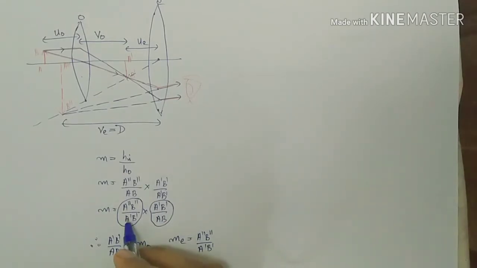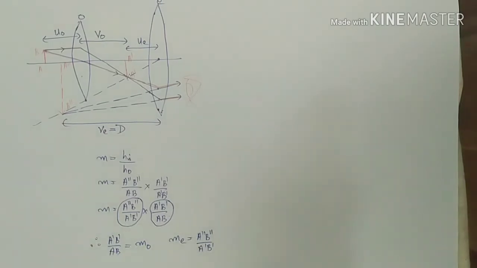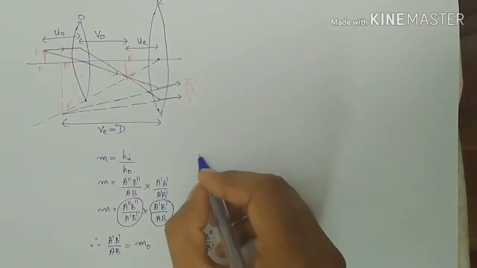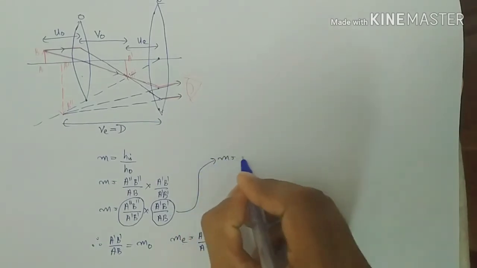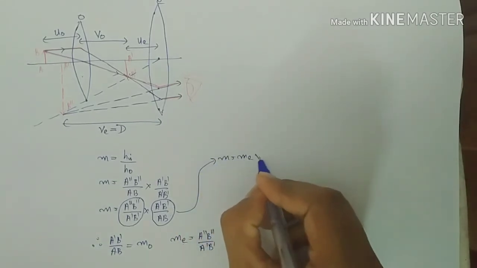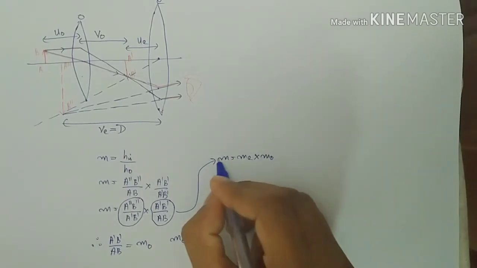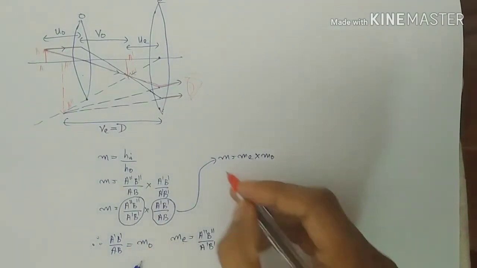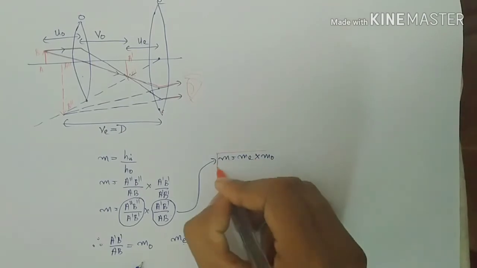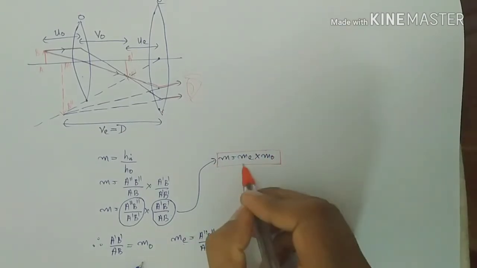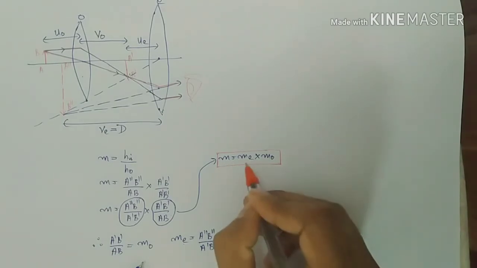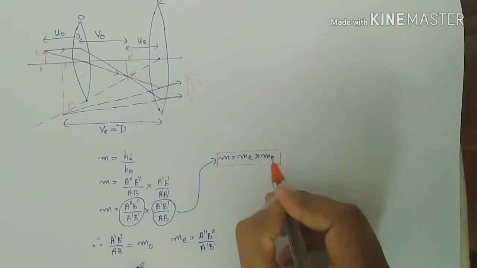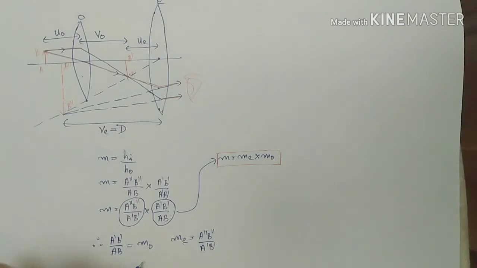That means I could write this as ME and this as MO. Therefore, we could write the magnification equation like this, that is M is equal to ME into MO. This is one equation that we have to remember. Total magnifying power of the compound microscope is magnifying power of eyepiece into magnifying power of objective. ME is magnifying power of eyepiece, MO is magnifying power of objective.